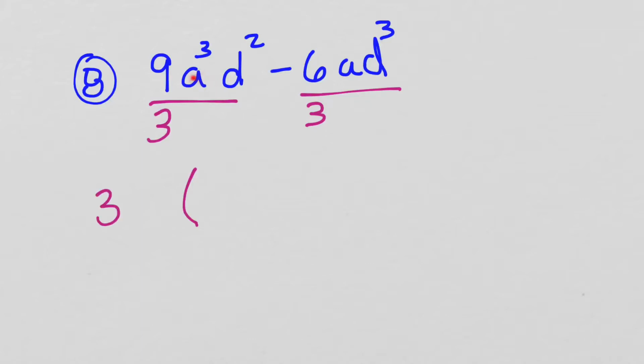Now I'm going to look at the A cubed and the A. They both have an A in my answer. Then I'm going to take a look at my D squared and D cubed. The smallest exponent for D is D squared, so I'm going to do D squared, D squared, D squared in my answer. So now I'm going to do 3 goes into 9 3 times.